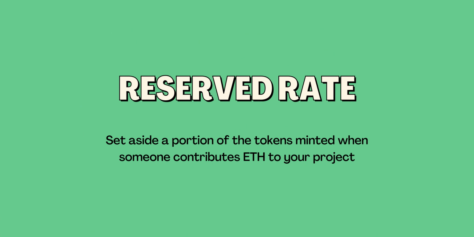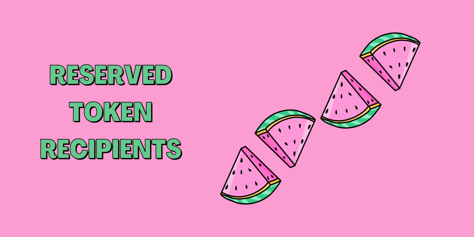The next setting we'll look at is reserved rate, which allows you to reserve or set aside a portion of the tokens issued when someone contributes ETH to your project. So, if you had a total issuance rate of 1 million tokens per ETH and you set the reserved rate to 25%, 250,000 tokens would be set aside, and the person contributing ETH to your project would get the remaining 750,000 tokens, or 75%.